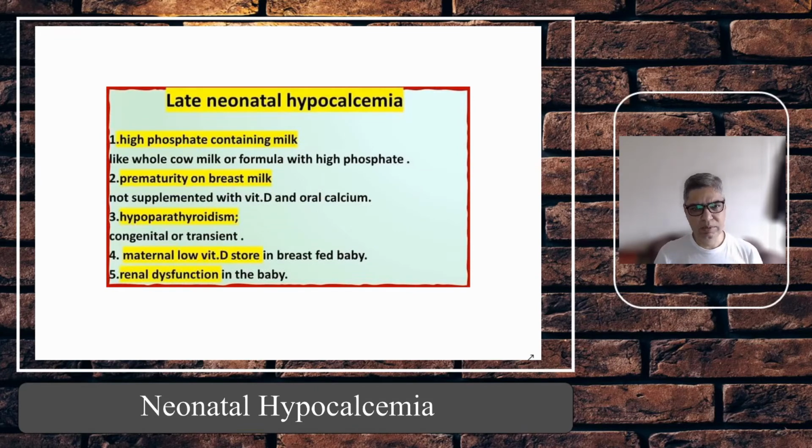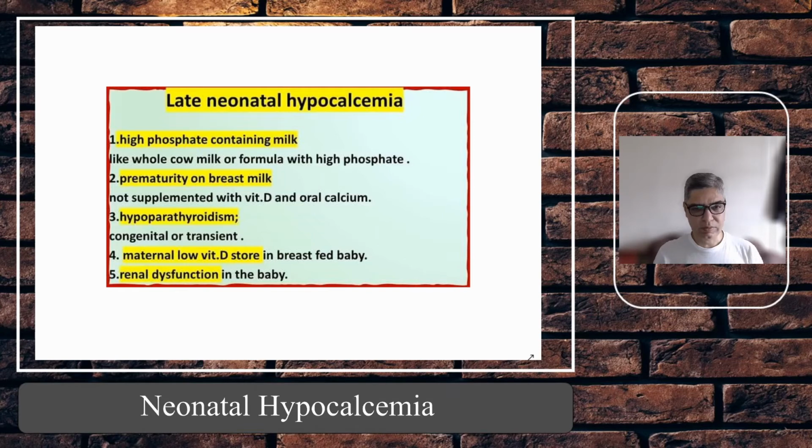Then coming to late onset neonatal hypocalcemia, which occurs somewhere between 4 to 7 days of age. One reason is high phosphate containing milk. This is not very common in the UK, but in some developing countries it can be seen, where neonates are given whole cow milk or some sort of inappropriate formula which has a very high phosphate content. High phosphate leads to low calcium, and that can manifest as late onset neonatal hypocalcemia. The second reason is premature babies who are on breast milk.